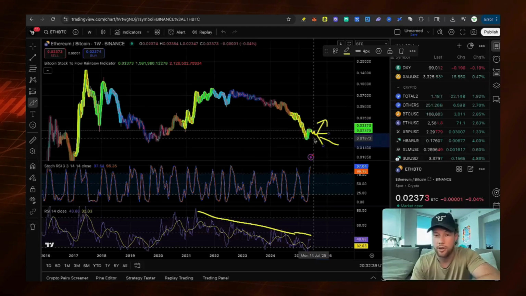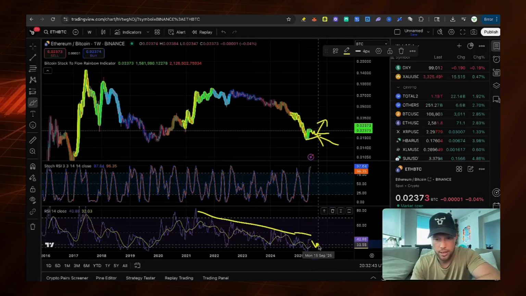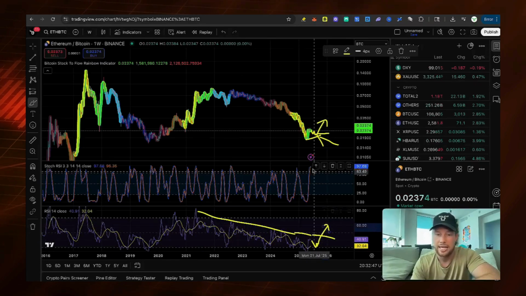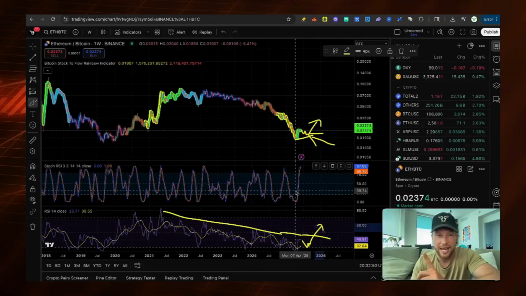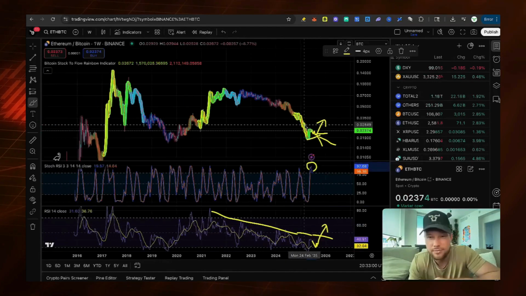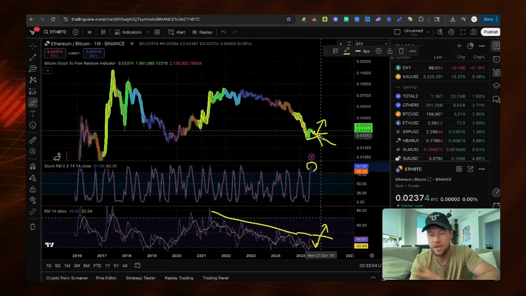Any type of pullback for Ethereum on the ETH to Bitcoin price chart, in my opinion, is an incredible entry point for ETH to Bitcoin, because eventually I think we're going to break this downtrend and ETH will start to break out. But on the stochastic RSI on the weekly, we are at 97 and 96 right here. So I think Bitcoin will make the move first, and then that rotation will come a little bit later this year into Ethereum and other altcoins.